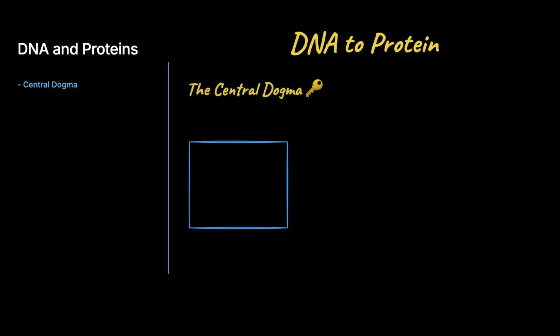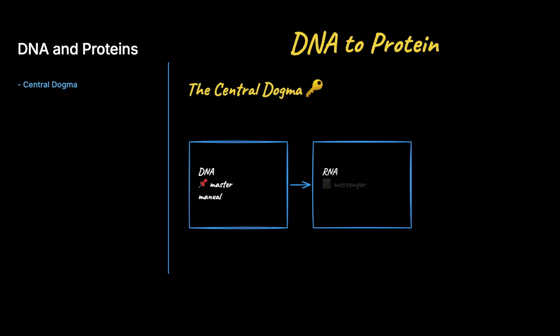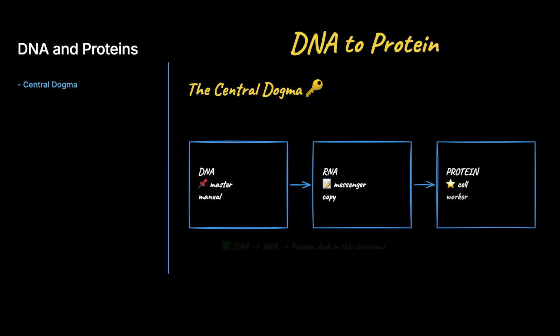Now this is where it gets interesting. Why does your body bother with DNA at all? Because DNA is the master instruction manual, and proteins are the workers that run your cells. The whole flow fits one phrase examiners adore. DNA makes RNA, and RNA makes protein. Lock in that direction and this section gets easier.